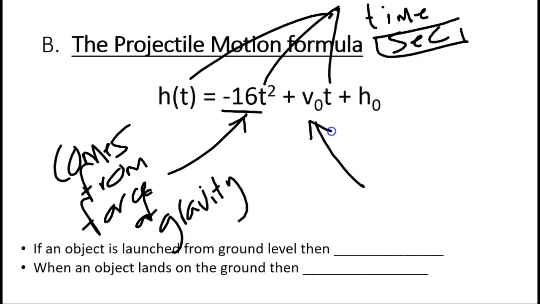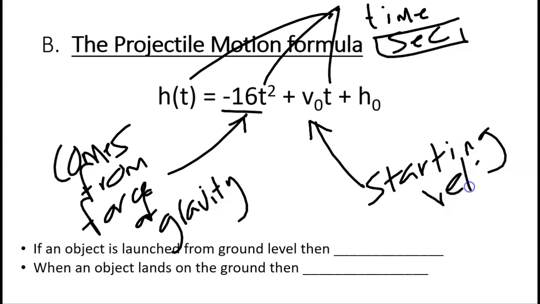This number here represents the starting velocity. Now, velocity is a lot like speed. Basically, if you were to throw an object up in the air, the starting velocity would be just how fast it was going when you let it go. How fast did you throw it? That's what I mean by starting velocity.